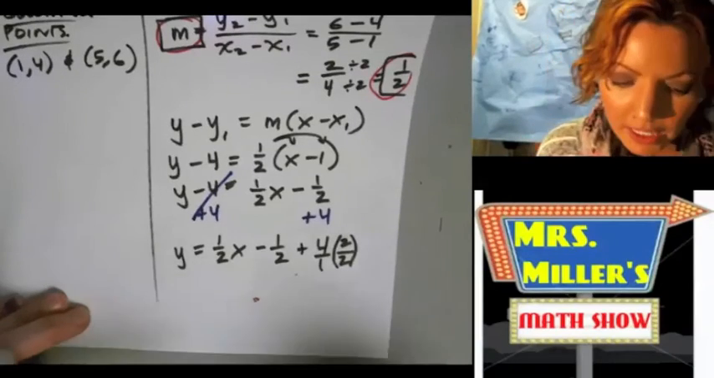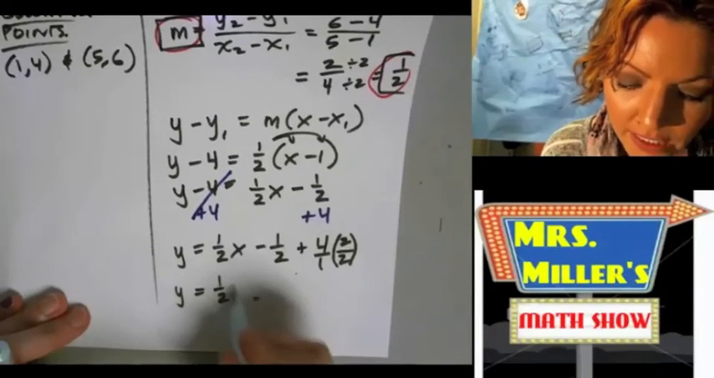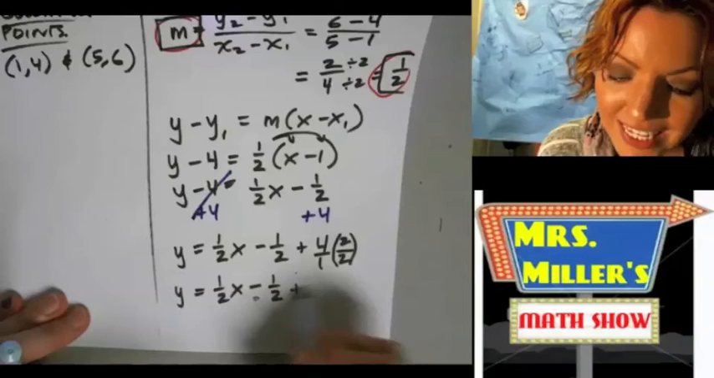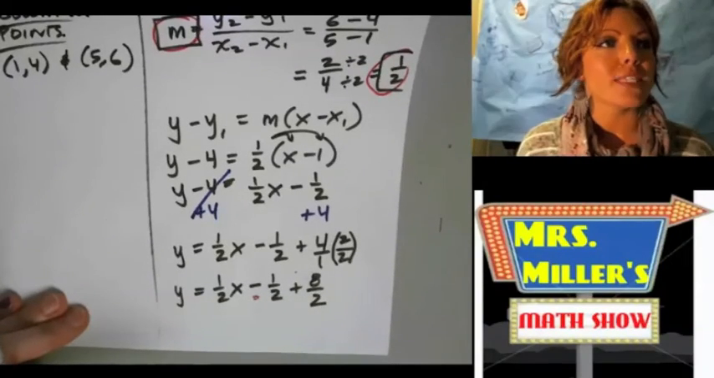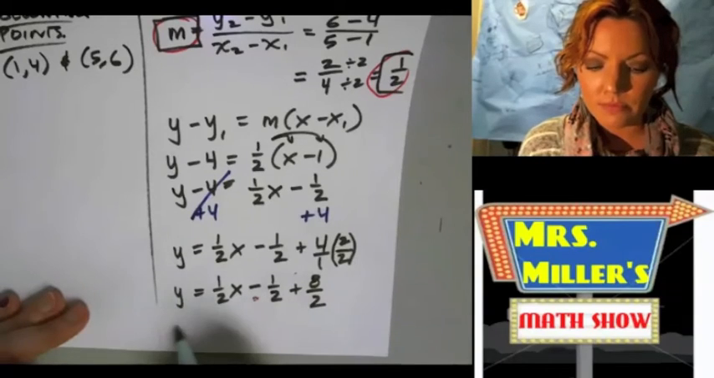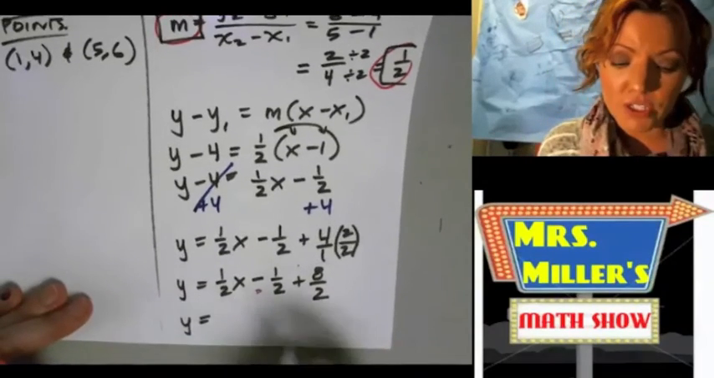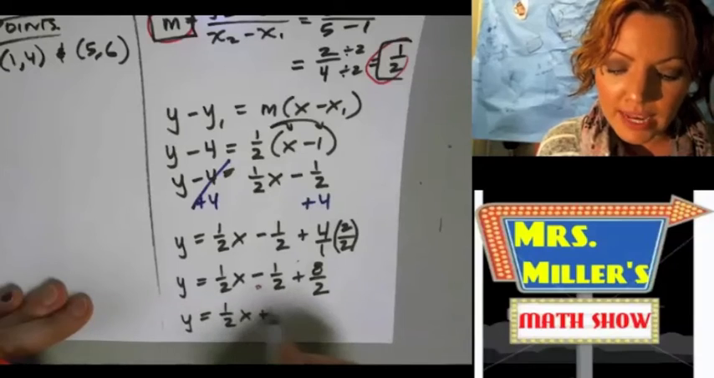Okay, so we get, all right, so we end up with y equals 1/2 x minus 1/2 plus 8/2. Negative 1/2 plus 8/2 is how many halves? 7/2. So it's 1/2 x plus 7/2.